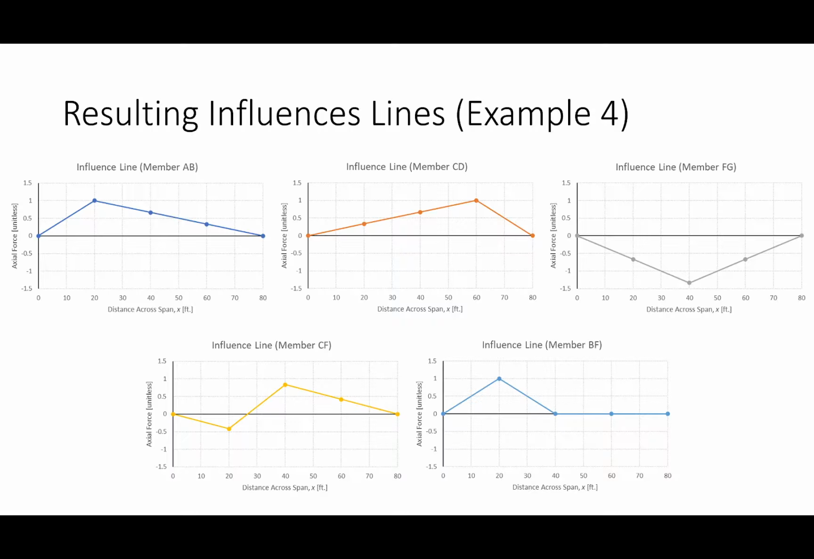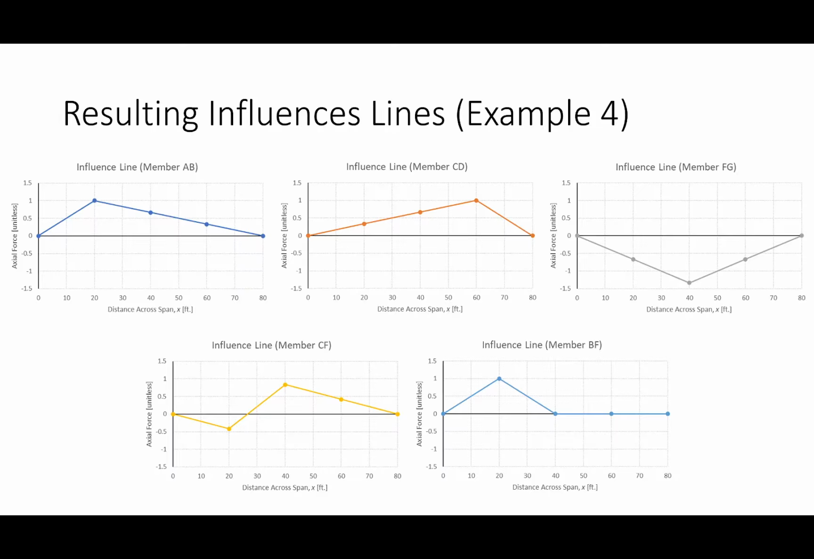Same thing with member CD. It's in tension too. But why is member FG negative? Because it's on the top of the truss, and the top is experiencing compression, right? So what's going on with the diagonals? The diagonals are the members in the middle of the truss, and if we thought of a truss like a beam, the diagonals are resisting shear. So they reverse from compression to tension depending upon where the load is, right? Now, what is this gobbledygook with BF?